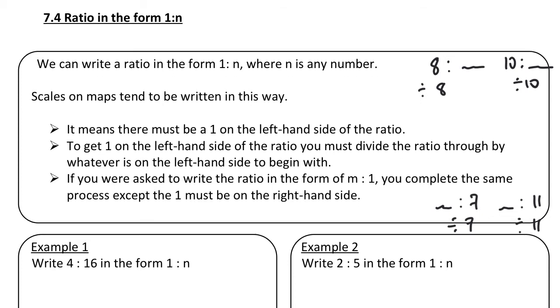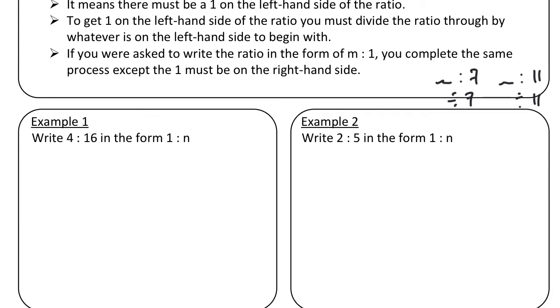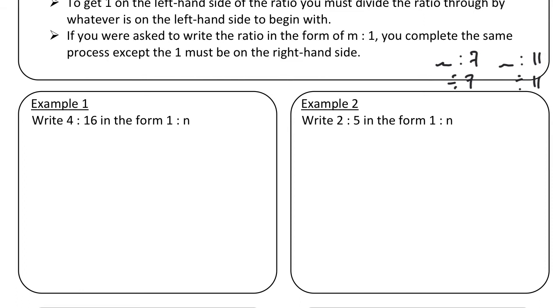So example 1, write 4 to 16 in the form of 1 to n. So if we've got 4 to 16, to get it to 1, what we need to do is divide by 4. We need to divide 16 by 4, and we get 4. So the answer there would be 1 to 4.